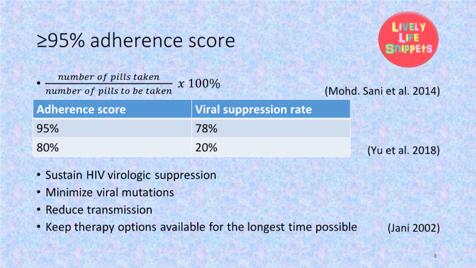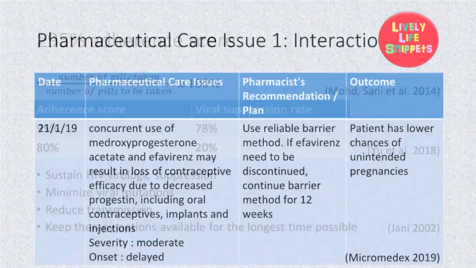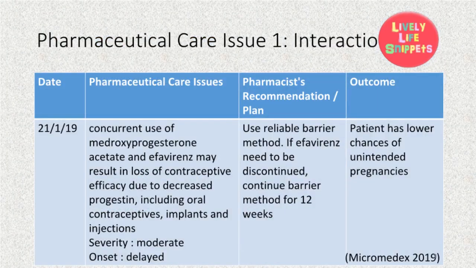Adherence score of 95% is linked to 78% viral suppression rate while a drop of 15% in adherence score is associated with a drastic drop in viral suppression rate, it falls by 4-fold. Therefore, it is crucial to maintain patients on at least 95% adherence score to yield benefits such as to sustain HIV virologic suppression, to minimize viral mutations, to reduce transmission and to keep therapy options available for the longest time possible. There are 5 pharmaceutical care issues identified.